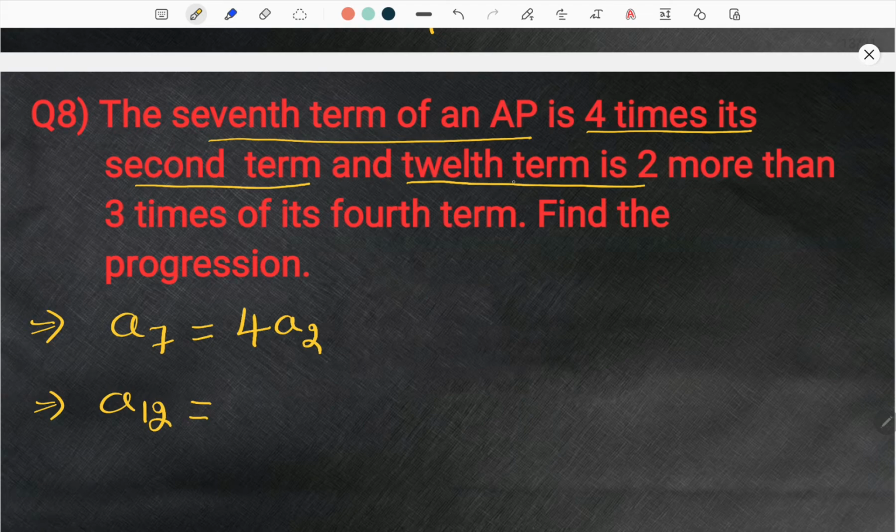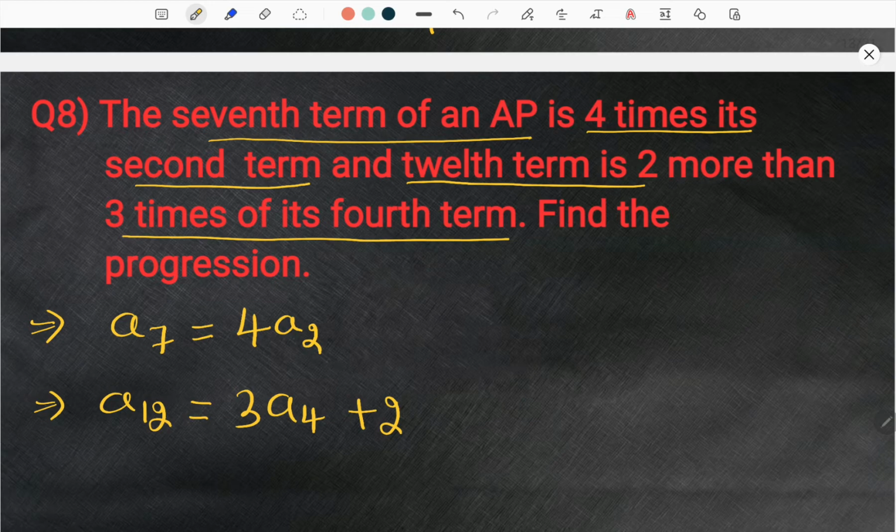Let me read it one more time. The first situation is done. The 7th term of an AP is 4 times its second term. Look at this, 7th term is 4 times its second term. And the 12th term is 2 more, means plus 2, than 3 times its 4th term. Done. That's it. This is how you are supposed to write. Slowly you have to write it.